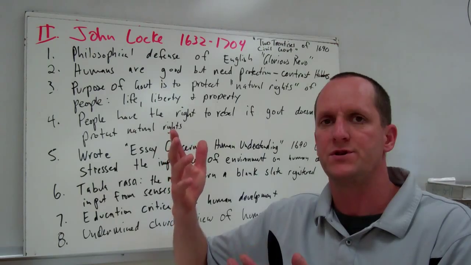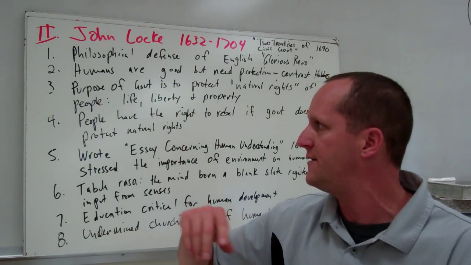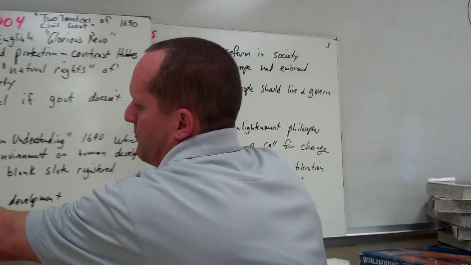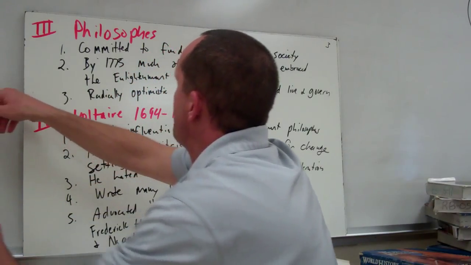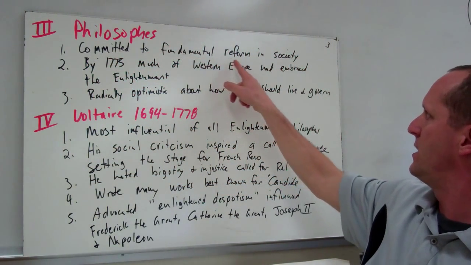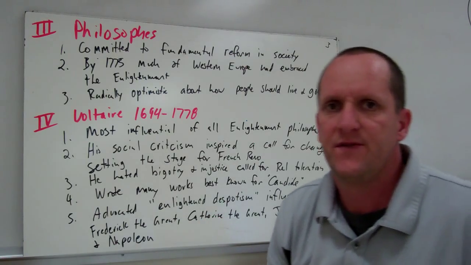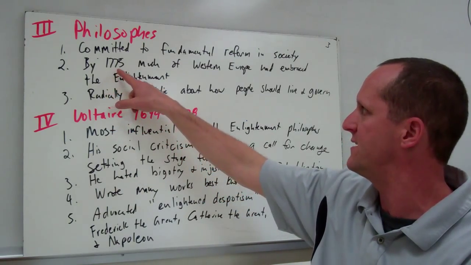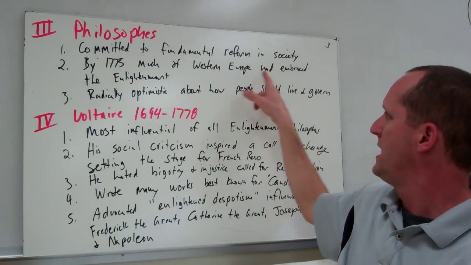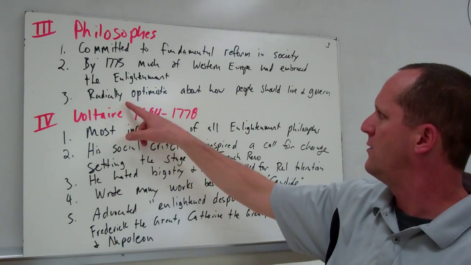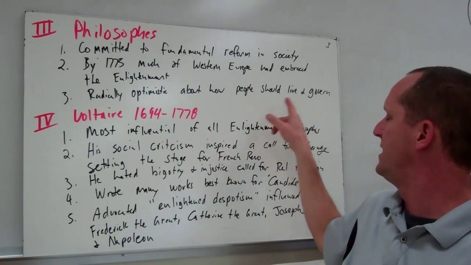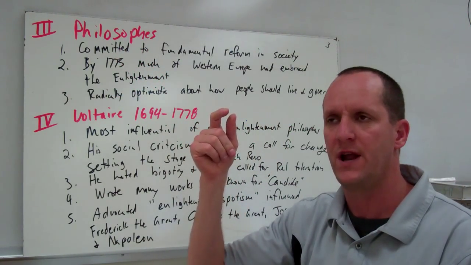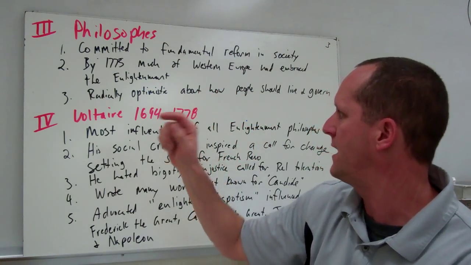So up until this time, the church had a huge role in people's personal lives, and this started to change the ideas of people's even personal lives pertaining to the church. Philosophers committed to the fundamental reform in society. So these philosophers made a large difference in how people viewed society and viewed their own lives. By 1775, much of Western Europe had embraced the Enlightenment, radically optimistic about how people should live and govern. So the philosophers really thought that people should just change overnight, and so should governments, and that did not happen.